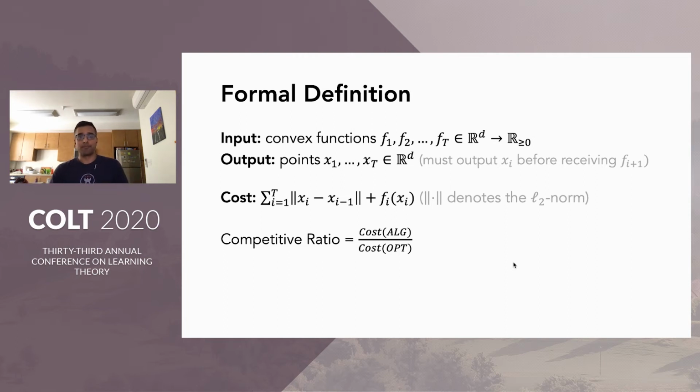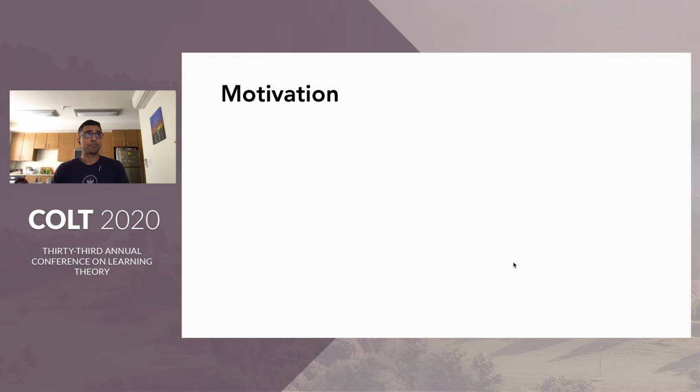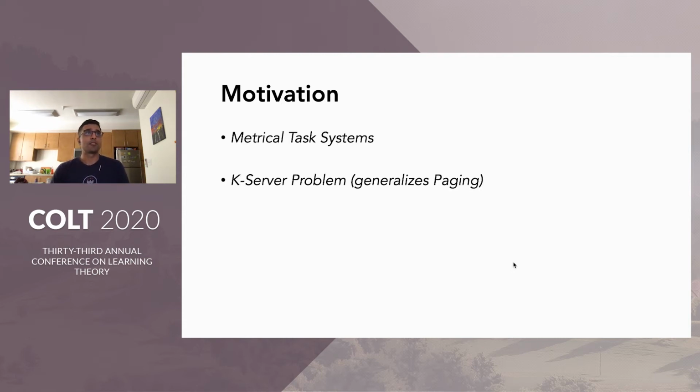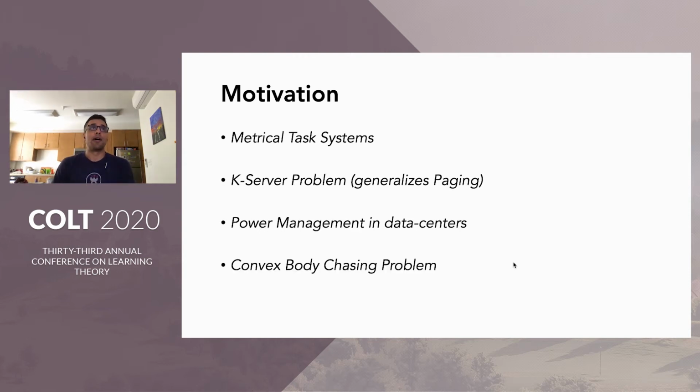Okay. You might ask why you would study this problem, but this problem is very closely related to a number of problems that arise in the online algorithms literature. In particular, it tackles problems like metrical task system, the K-server problem, which in turn generalizes natural problems like paging. This problem has also been used to model power management in data centers. And it also considers some classical convex problems like convex body chasing.